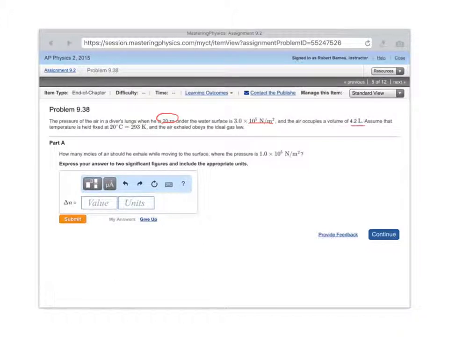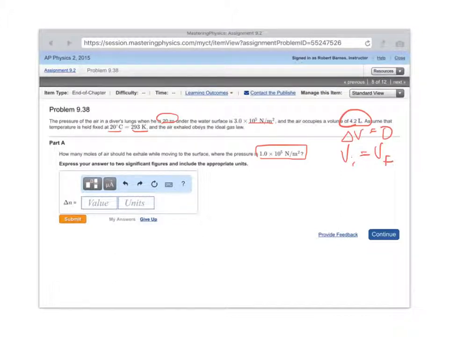So they give you a volume of the air, 4.2 liters, and it's at a temperature of 20 C or 293 K. How many moles of air should the diver exhale while he's going up to the surface where it's at 101 kilopascals, or atmospheric pressure at the surface? Well, you have to assume something about the volume of the air in the lungs, that it stays the same. So you have to assume that delta V is 0, so the initial volume and final volume of the air in the diver's lungs is the same.